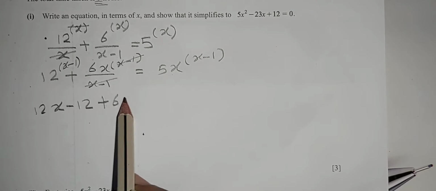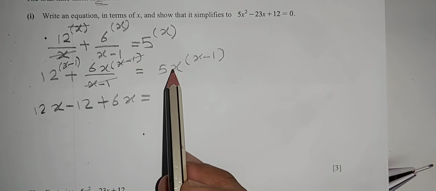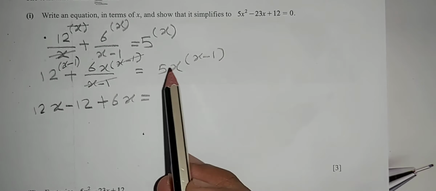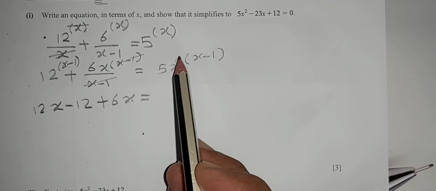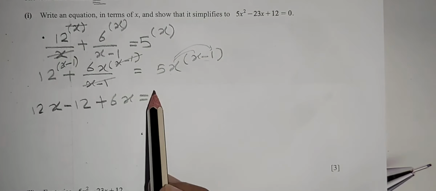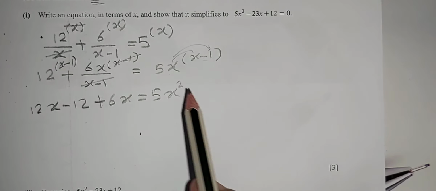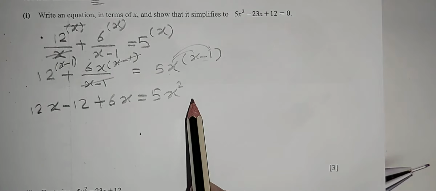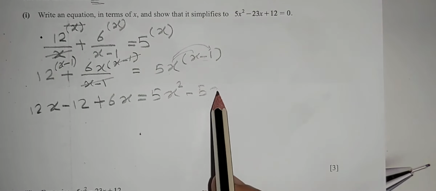Equals 5x times x minus 1. Distribute this 5x to the 2 terms inside here. 5x times x is 5x squared.